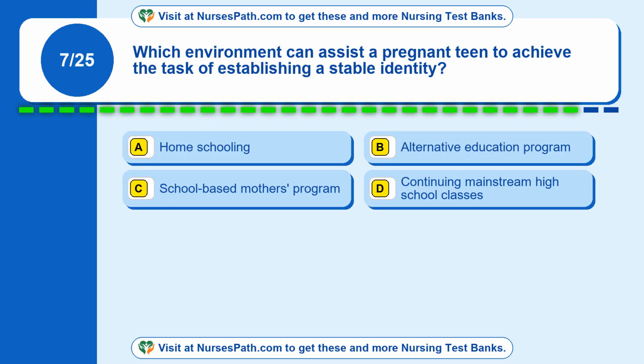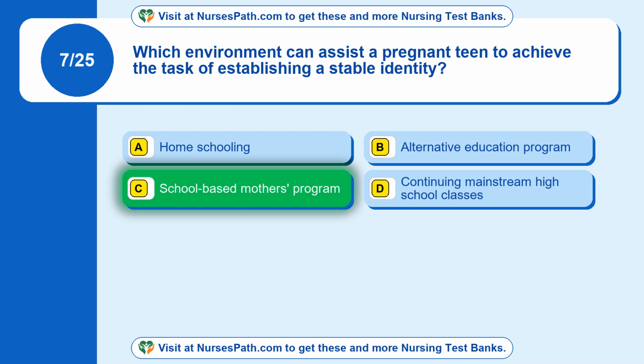Question 7. Which environment can assist a pregnant teen to achieve the task of establishing a stable identity? Option A. Homeschooling. Option B. Alternative education program. Option C. School-based mothers program. Option D. Continuing mainstream high school classes.